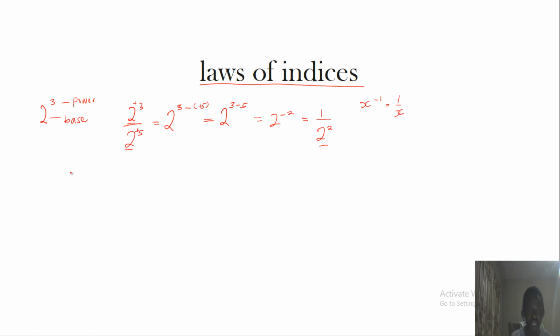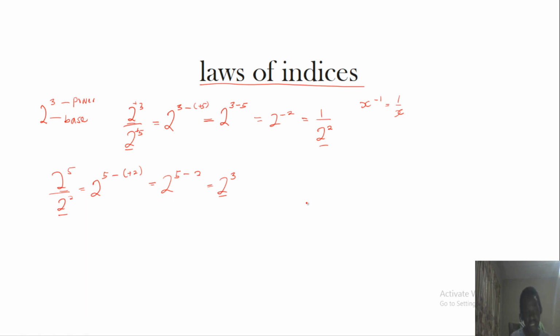Then, for example, you can have another: 2 raised to the power 5 over 2 raised to the power 2. Now, the same base, you just pick one of the base, which is 2. Then have 5, then minus, with an invisible plus 2. Minus times plus will give you minus 2, and this will give you 2 raised to the power 3.